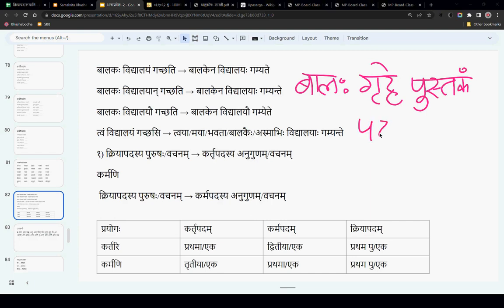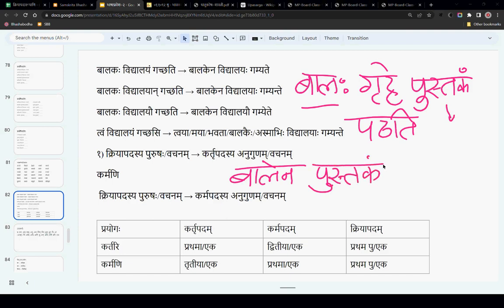Now if you convert this to karmani, what will happen now? Bala becomes balena. Pustakam, you know, pustakam becomes napunsakam. So that remains pustakam. Pathati becomes pathyate. Balena pustakam pathyate. Now what will happen to gruhe then? Gruhe remains gruhe only.